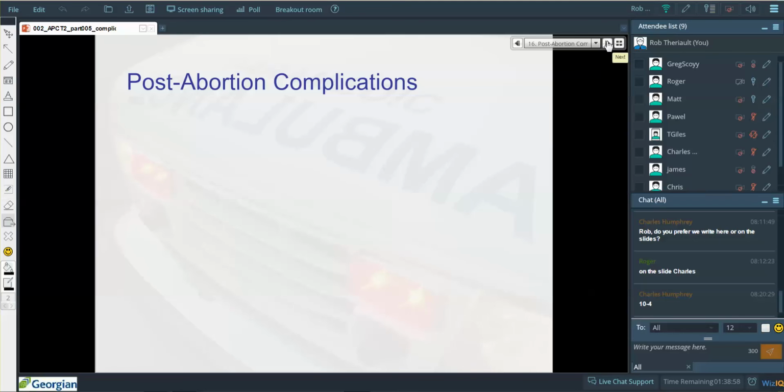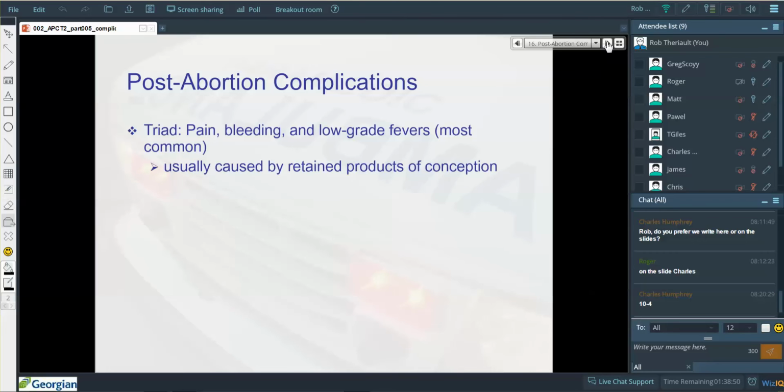So some post-abortion complications, typically pain, bleeding, and low-grade fevers, most commonly, and usually the result of retained products of conception.